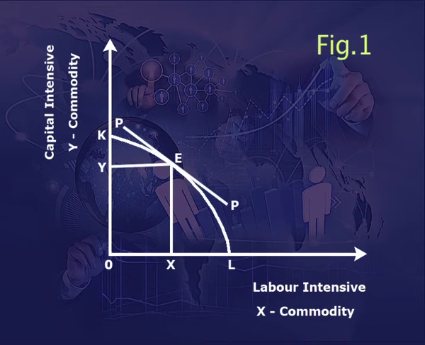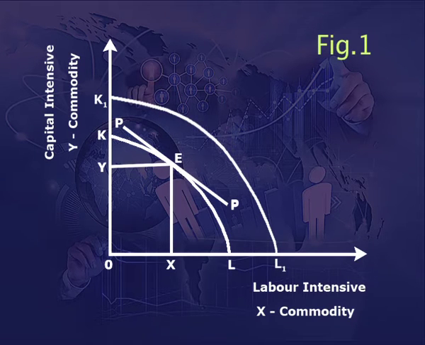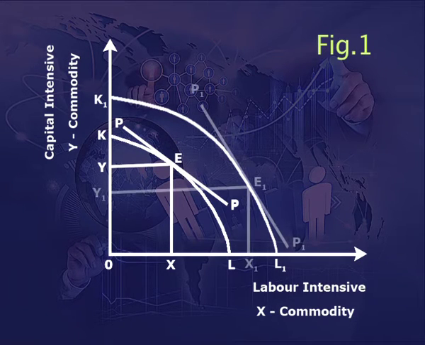Its initial production possibility curve is KL and the production point is E, where the price line PP is tangent to the KL curve and it produces OX of X and OY of Y. When the supply of labor alone increases, the production possibility curve KL shifts upwards to K1 L1. The price line P1 is tangent to the curve K1 L1 at the production point E1, where country A produces OX1 of X and OY1 of Y.